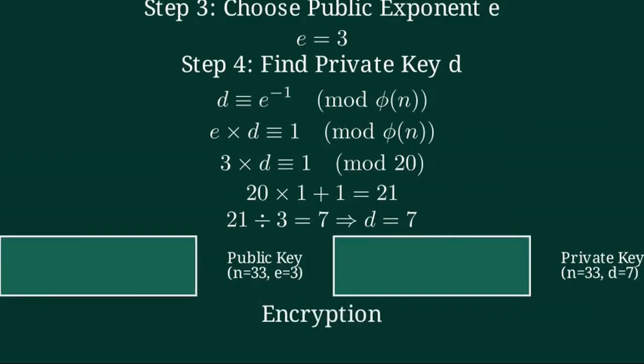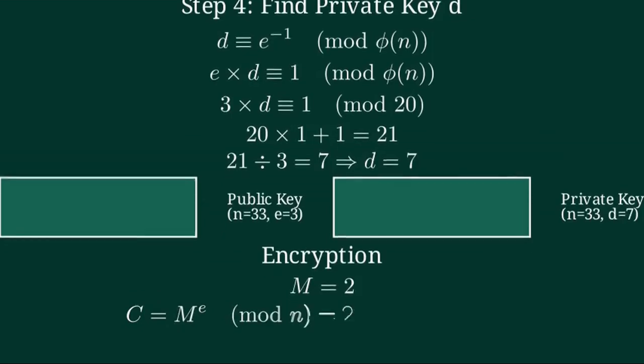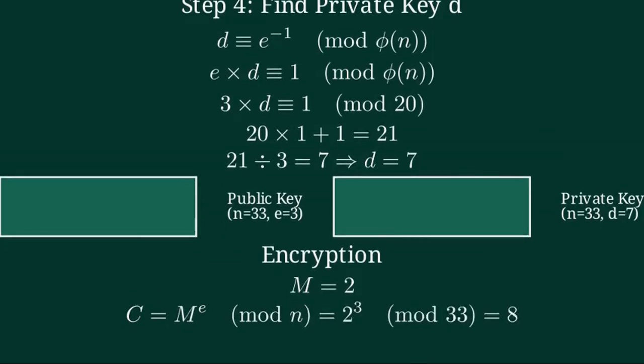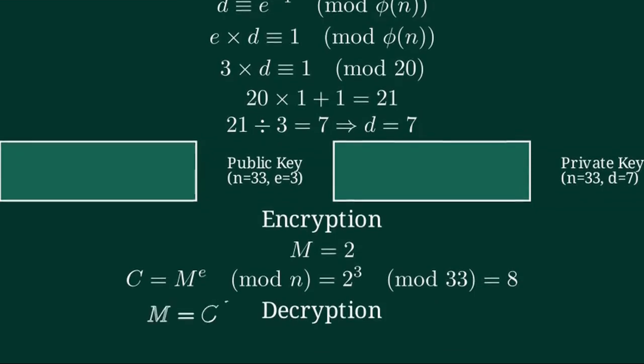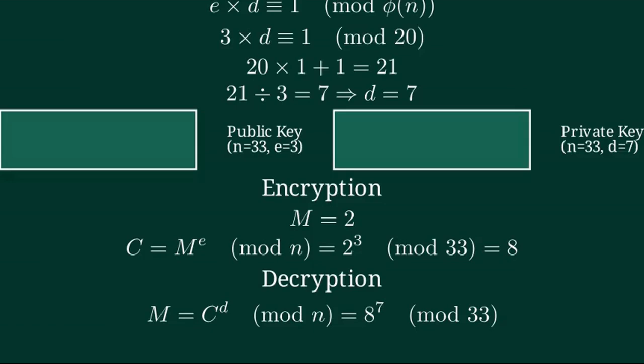Now we encrypt. Let the message be M equals 2. The ciphertext is C equals M to the E mod N. So C equals 2 cubed mod 33, which equals 8. To decrypt, we use M equals C to the D mod N. That is 8 to the 7th mod 33.